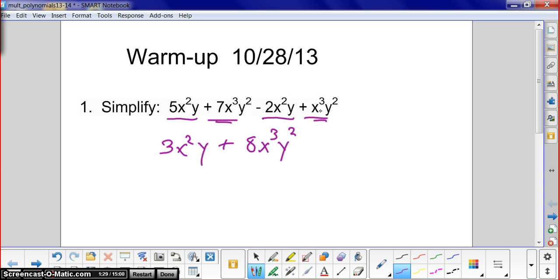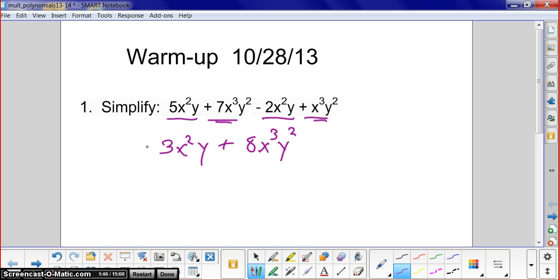1 apple plus 2 apples is 3 apples. It's only when you multiply these terms together that you change the exponents. Alright, there we go. And we're going to do a lot of playing around with polynomials over the next week or so, and it starts right now.